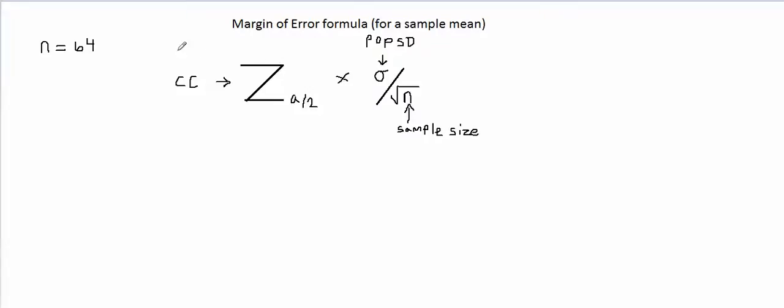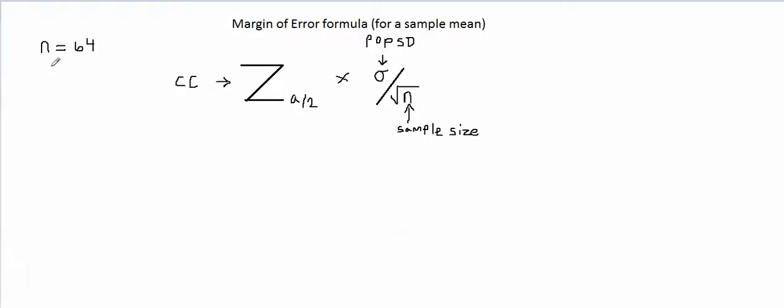So in order for us to calculate the 95% margin of error, we have to know what my sample size is. And I just said that I'm using a sample of 64 people. So I already know what sample size I'm planning to use. That's going to go right here in the formula.